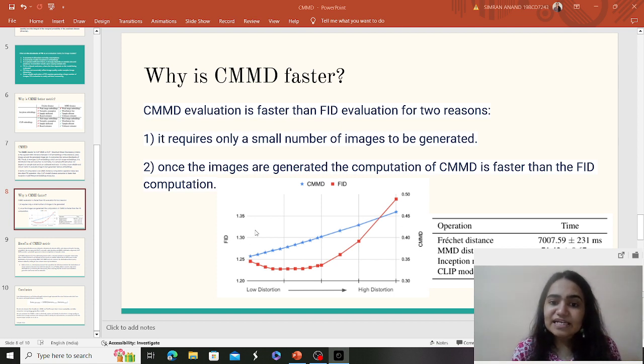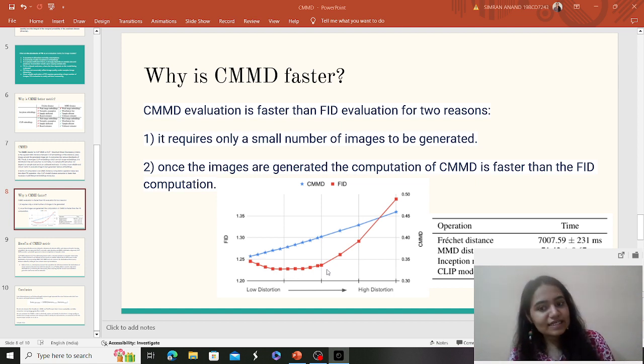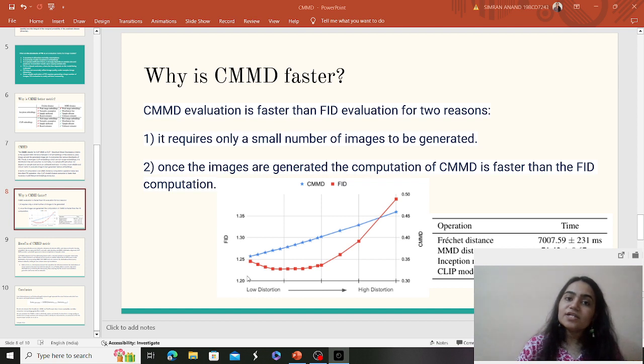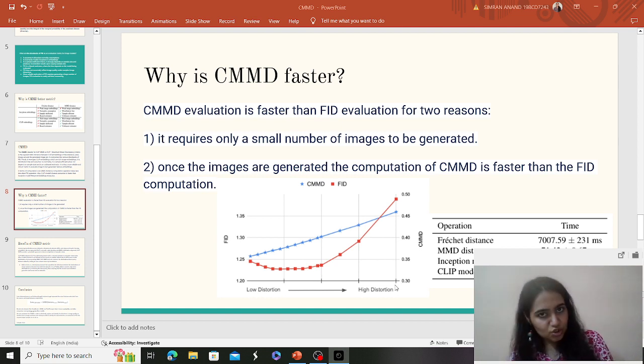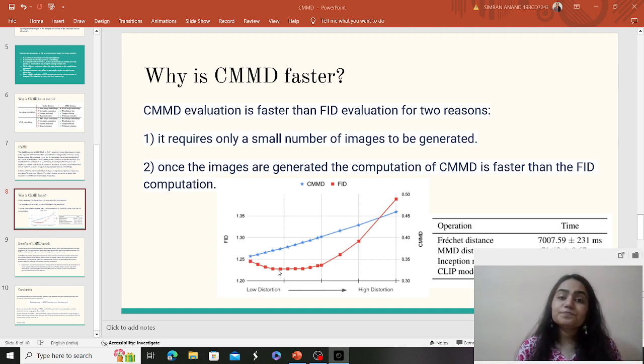But whereas FID, which is represented in the red color, you see that it is slowly decreasing. But why does it have to decrease and then increase? It should be a smooth curve, just like the CMMD, wherein it should not decrease. When you're increasing the distortion, the FID score should increase, but FID is not increasing. Rather, it is decreasing over here and then it is increasing. That is the reason it's not a reliable metric when you compare it with CMMD, especially when you're trying to identify distortions in your image data.